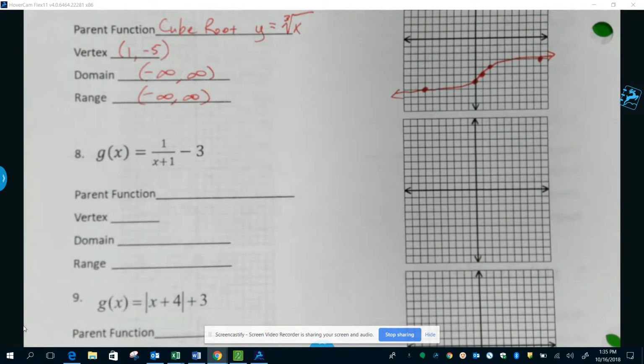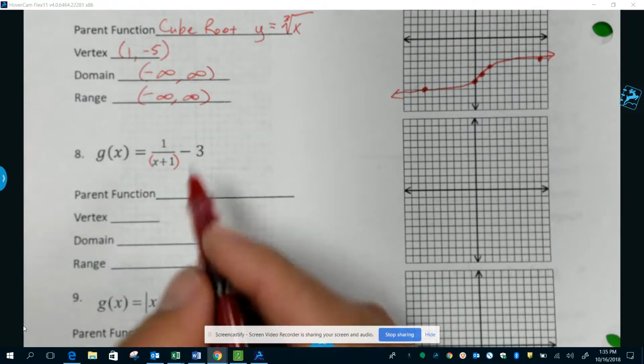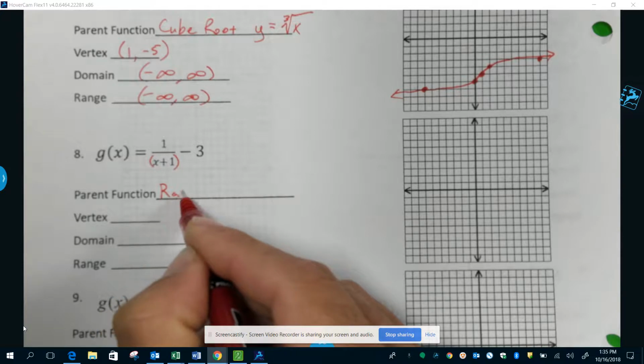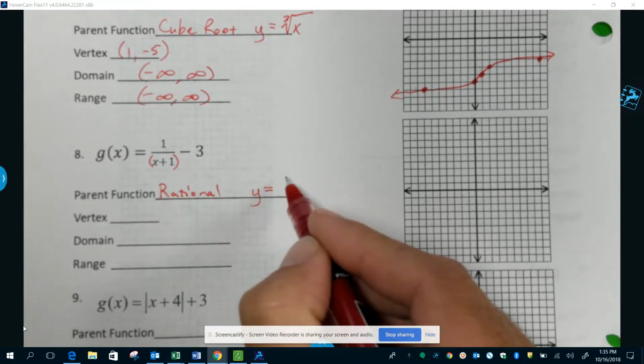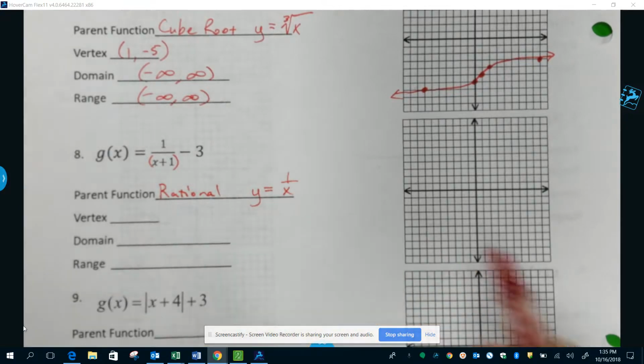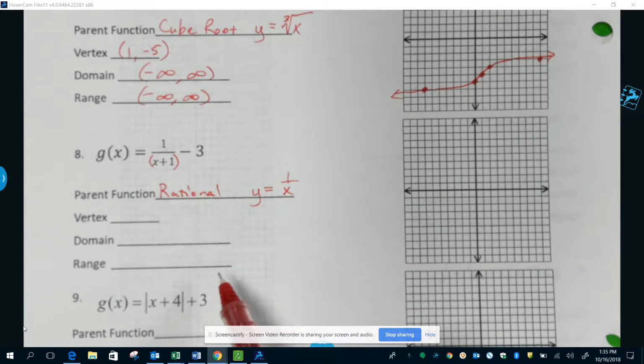Number 8, with a rational function. I want to put this denominator in parentheses. So this parent function is rational. The equation for the parent function for rational is y equals 1 over x. We are obviously shifting here with rational. We are shifting our asymptotes.